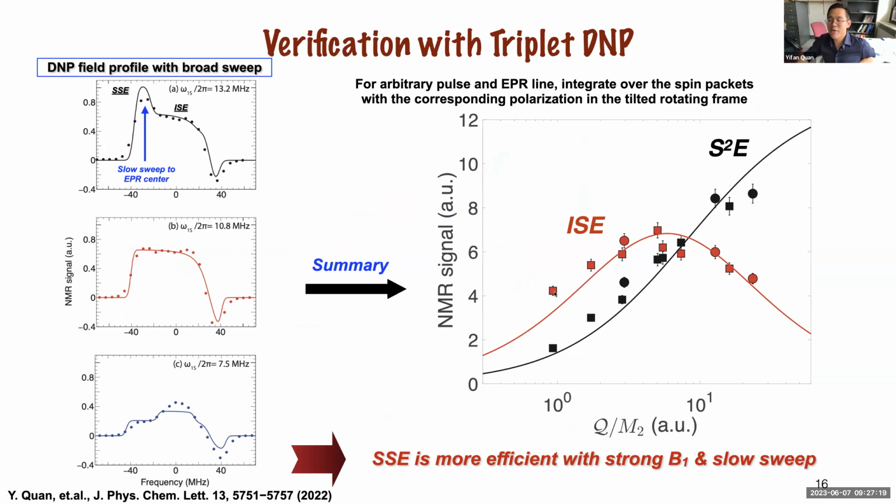We find, as theory predicts, the ASE has a peak, while the SSE just scales up with gamma B1 and over the sweep rate. So this also tells us that we want to do SSE and with a strong B1 and slow sweep rate. And also it will show that SSE is less challenging because you only have to sweep a narrower range than ASE.